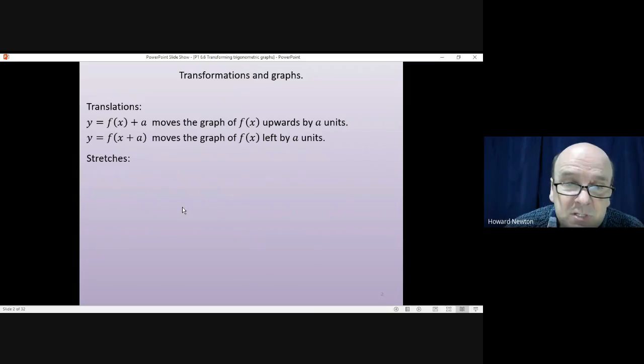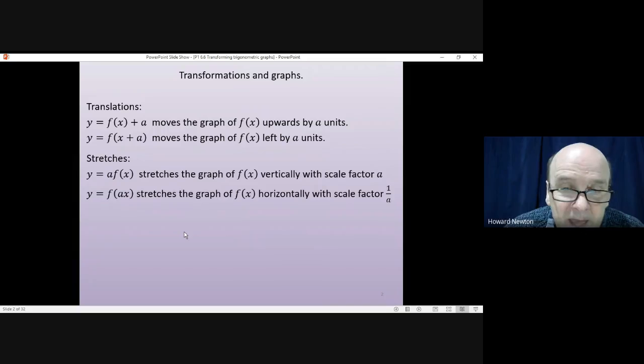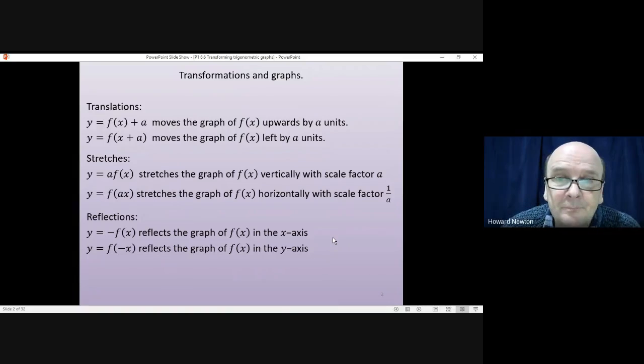We've learned about stretches. a f of x stretches the graph of f of x vertically with a scale factor of a. f of ax stretches the graph of f of x horizontally, but with scale factor 1 over a. So if that was 2x, then everything would move into half x, half the size. And reflections. y equals minus f of x reflects the graph of f of x in the x-axis, and f of minus x reflects the graph of f of x in the y-axis.